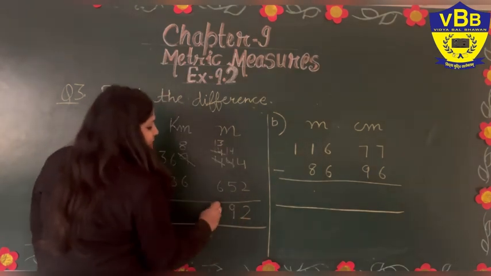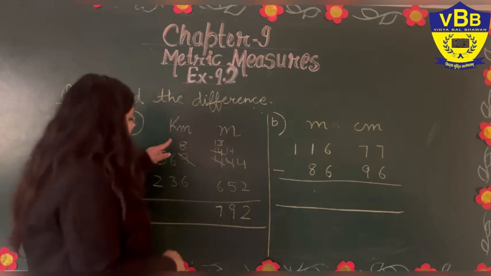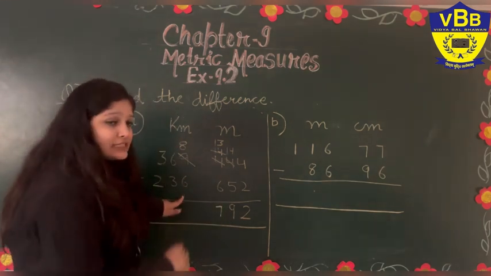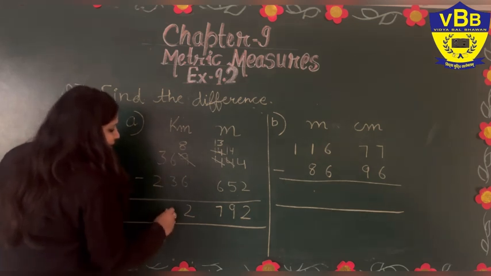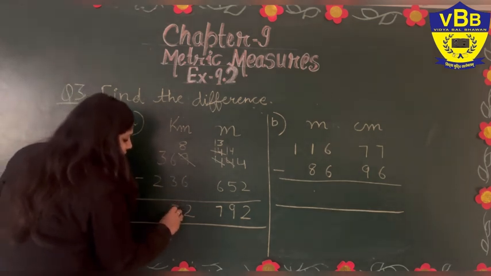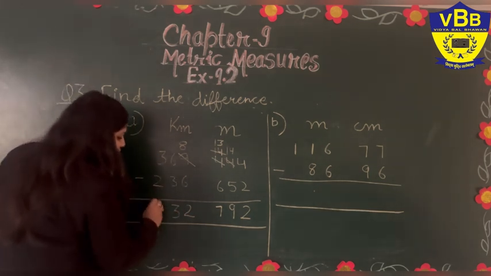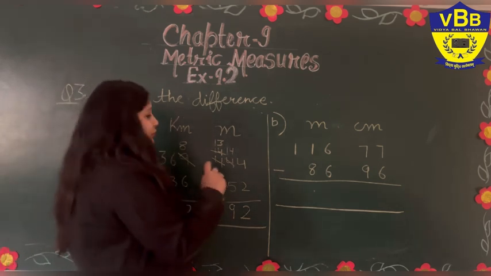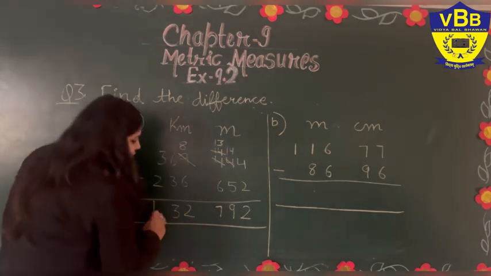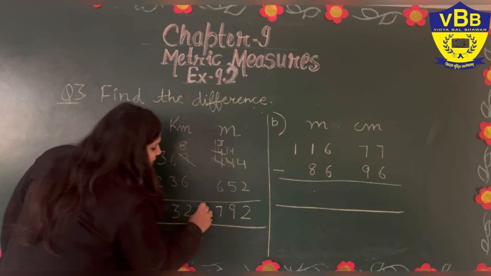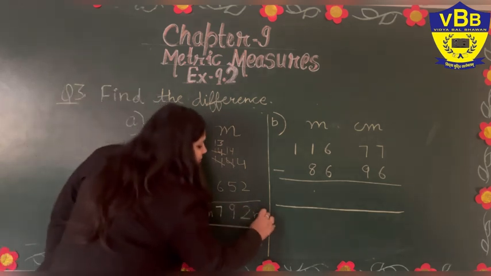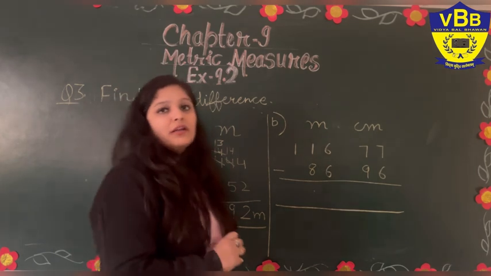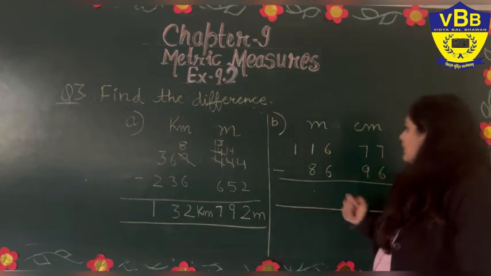So 14 minus 5 will be 9. 13 minus 6 will be 7. 8 minus 6 is 2. 6 minus 3 is 3. 3 minus 2 is 1. Now we will write the units. 132 kilometer, 792 meter. This was the A part. Now let's come to the B part.